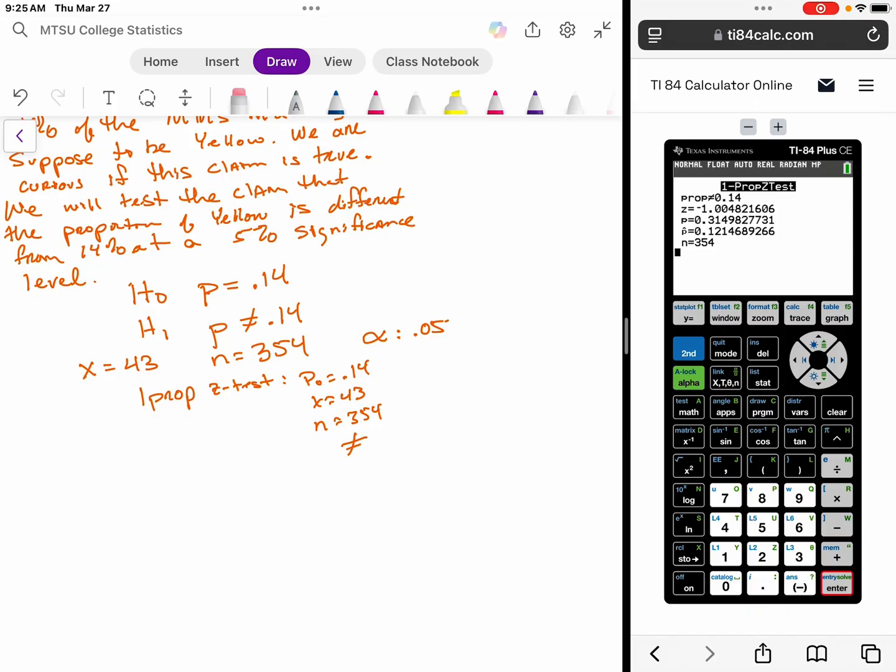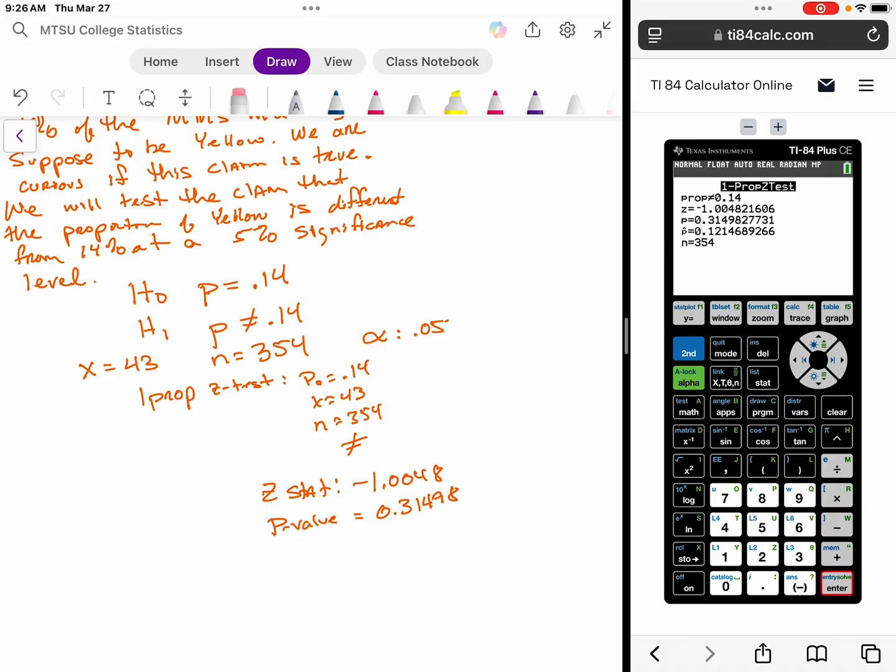There we go. So in our problem here, our z statistic, if we were doing the classical method, we'd be wanting that number, negative 1.0048. Our p-value is 0.31498.